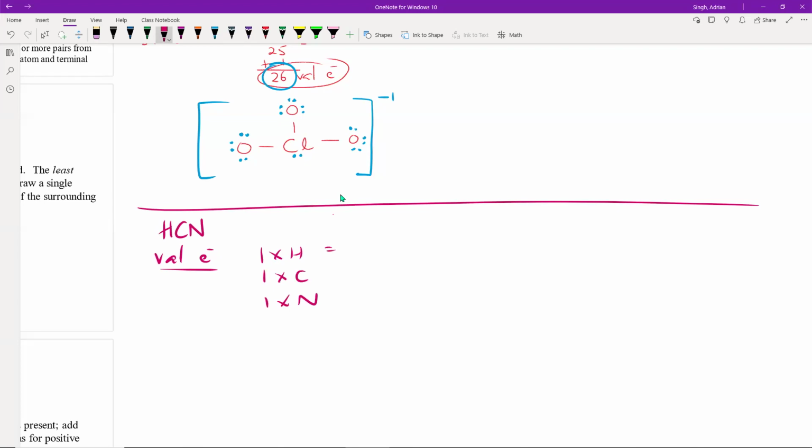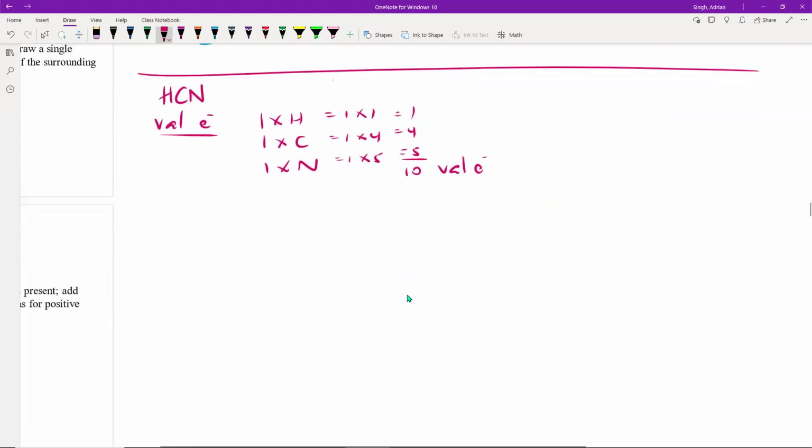one nitrogen. Hydrogen is in group 1, carbon in group 4, nitrogen in group 5. Add those together, 5 plus 4 plus 1 gives me a total of 10 valence electrons. Okay, so my structure should have a total of 10. Now I need to figure out how these atoms are going to be arranged. Well, we said we're going to put the least electronegative element in the middle.